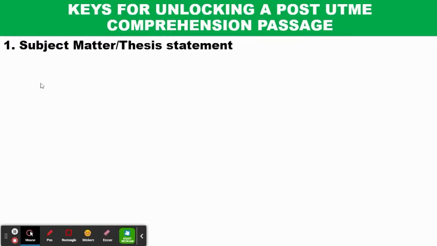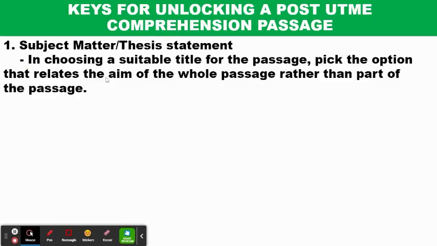So let's now move on to look at some other things that can help you, keys for unlocking a post-UTME comprehension passage. One, subject matter or thesis statement. In choosing a suitable title for the passage, you need to pick the option that relates the aim of the whole passage rather than part of the passage. Now, if you are looking for what the whole passage is all about, you are going to find it in the first paragraph, which is where you will find the subject matter and the thesis statement.